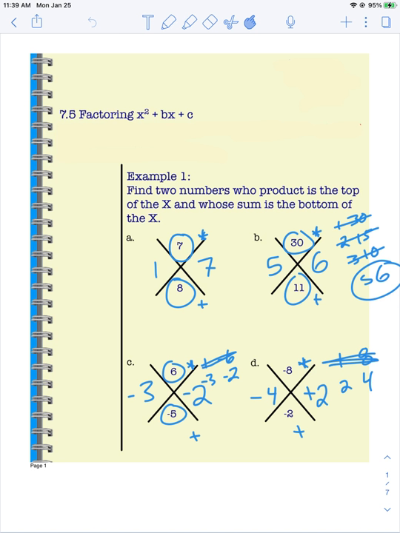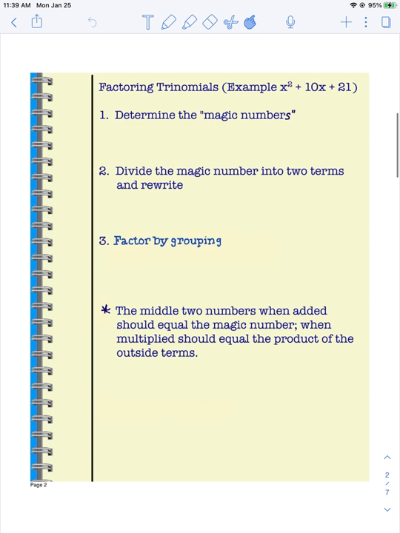All right, so it's also partly guess and check. You list out the factors, and then you see what add to the bottom number. It's okay to try one and then be like, wait a minute, that doesn't work. Try another. As long as you get to it eventually. All right, so now that we've had some practice finding magic numbers, let's try actually factoring.